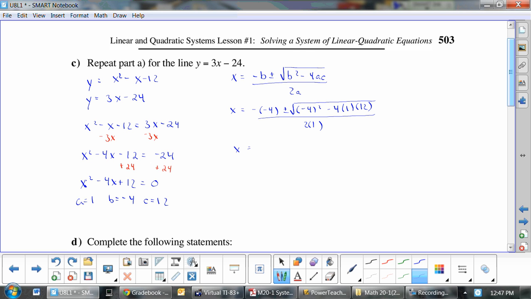Which gives us 4 plus or minus, so we have 16 minus 48, so negative 32. Exactly. So because we have a negative here, we have no solution. We can't even take the square root of that. So when we have no solution, this means we have no intersects. So those lines will never, ever meet.